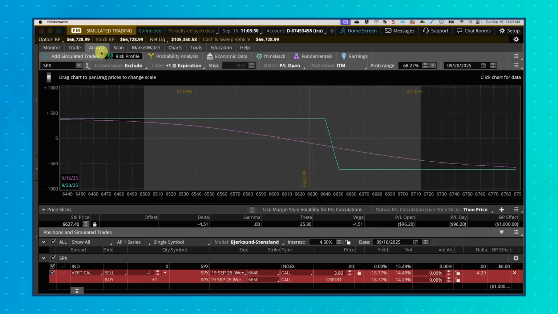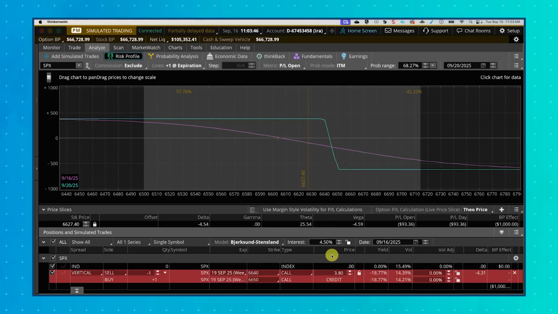You see that takes us over to the Analyze tab under the risk profile, and our vertical spread is shown here on the risk graph. The blue line is representing our profit and loss on the expiration of these options, and the pink line is representing our profit and loss today.